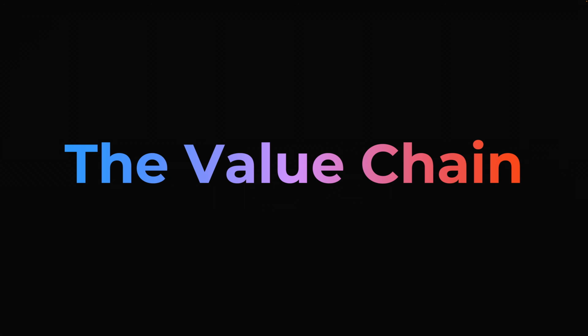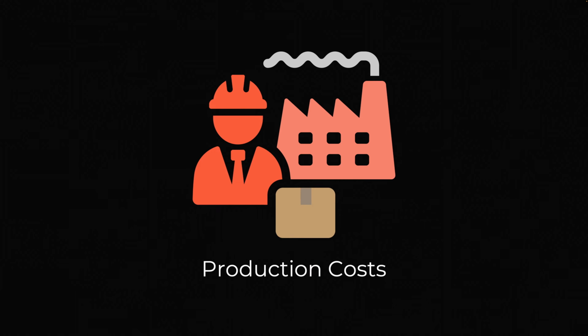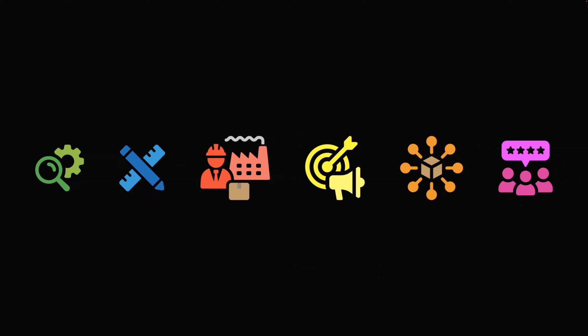the value chain. These are cost categories used for business activities. In our course, we spend most of our time focused on manufacturing operations, and as such, we focus usually on production costs. These costs include direct materials, direct labor, and manufacturing overhead. But it's important that we recognize production costs are just one category of a whole bunch of other costs involved with getting a product made, distributed, and then eventually into the customer's hands, and the customer support that happens thereafter.